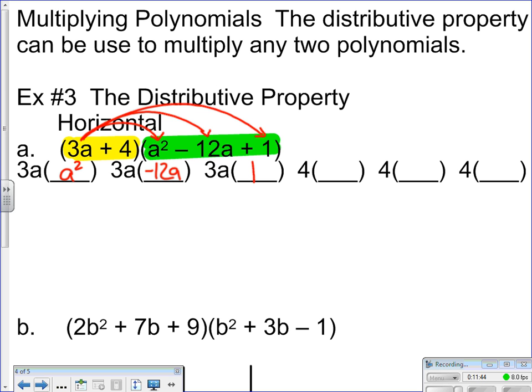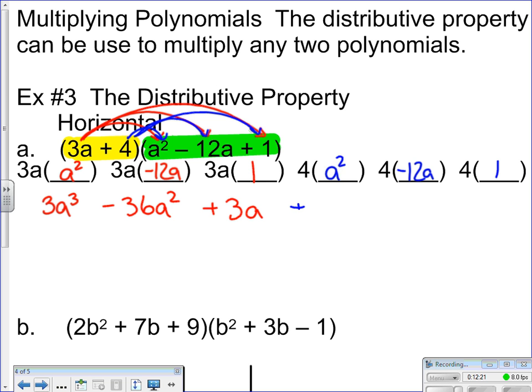After you've done all of that, you're going to multiply 4 times the 3 parts. 4 times a squared, 4 times negative 12a, and 4 times 1. So you have to take what's in the first parenthesis and multiply it by every part of the second parenthesis. Now let's actually do that. 3a and a squared, 3a cubed. 3a and negative 12a, negative 36a squared. 3a times 1, 3a.